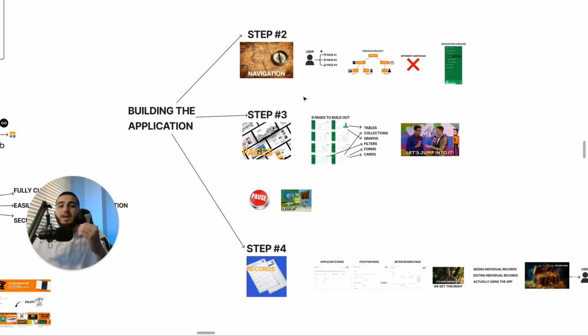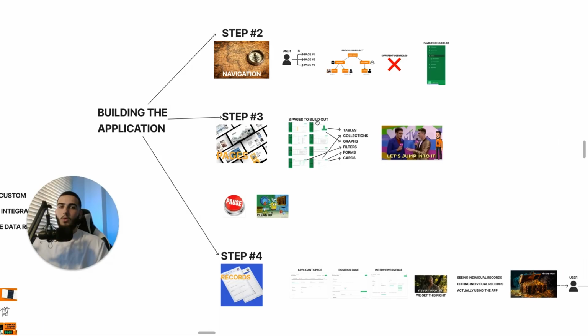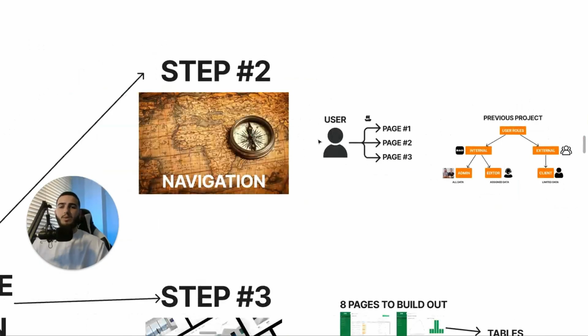So this is going to be split into 3 different steps. First, we're going to build the navigation, then we're going to build the pages, and then we're going to build the individual record pages. Now, all of these are super, super important if you want to have an application, or internal tool, I should say, which is actually useful and that your team can use on a day-to-day basis. Let's start with the navigation.